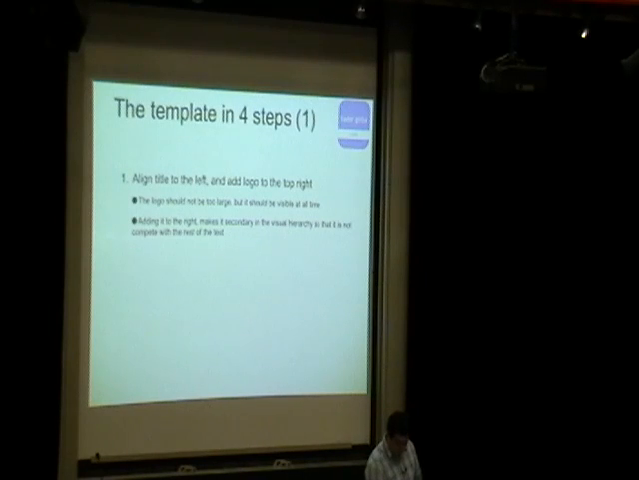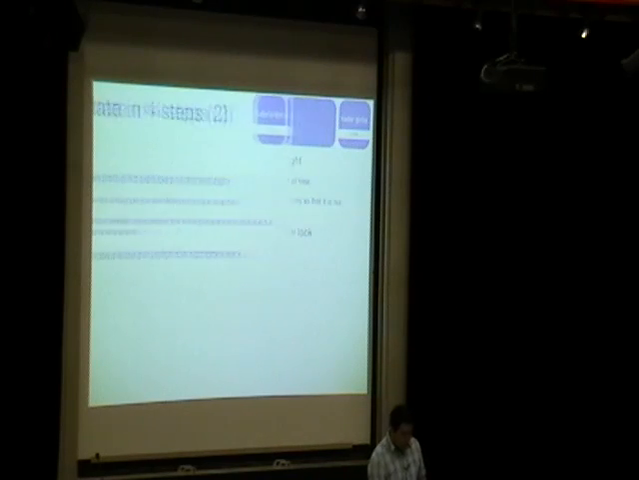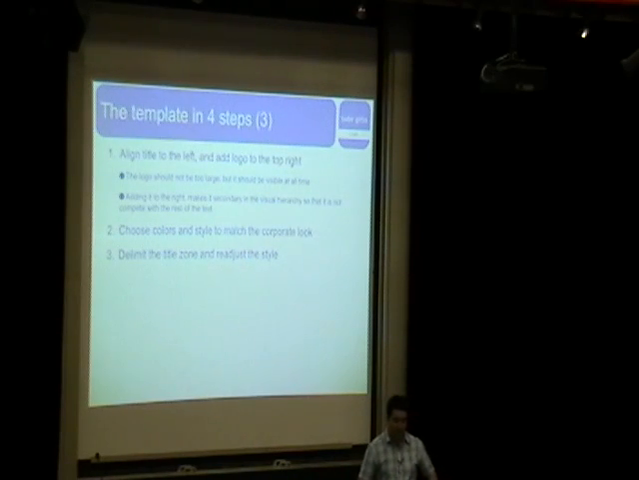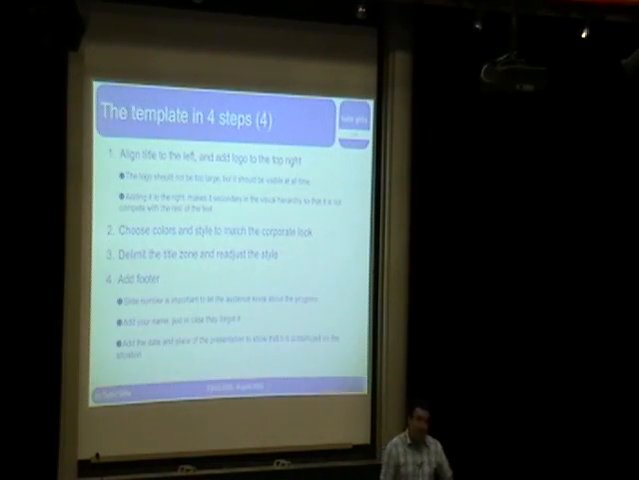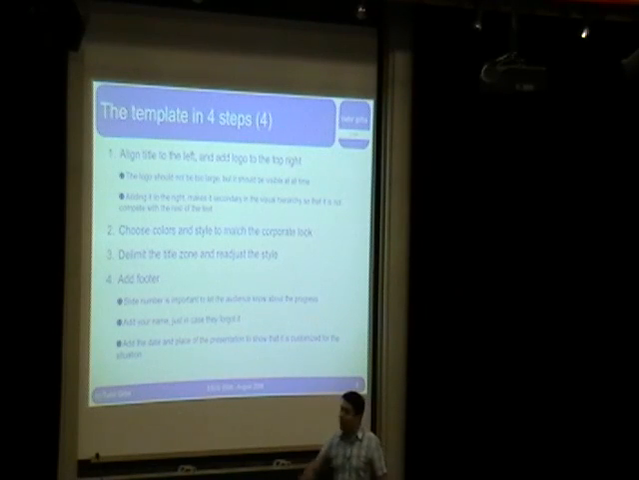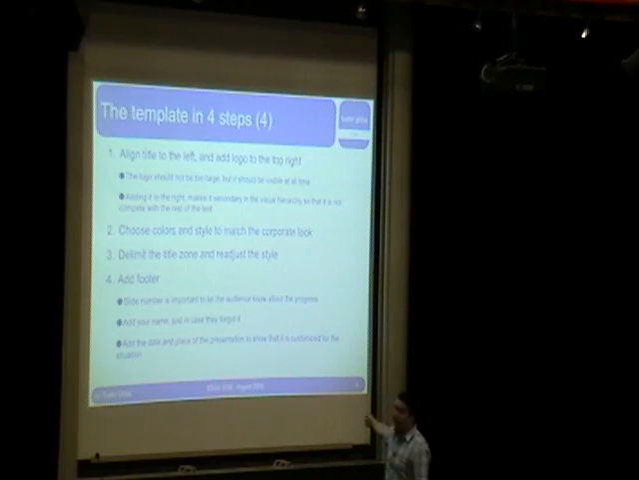Then the second step is to make the whole thing fit together, so you should choose the colors correctly. The third step is to delimit the zones so that we know where each thing is, the title from the rest of the body. And this is actually important, and this is a thing that most people forget. You should have a nice footer here. Typically, you should put your name, just in case people forgot who you are. You should put the slide number here, because like this we can follow the progress.